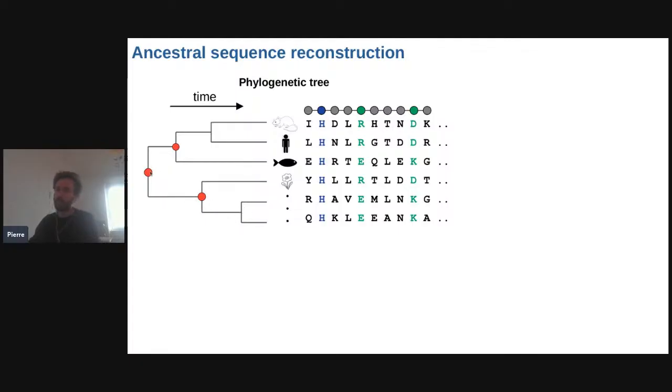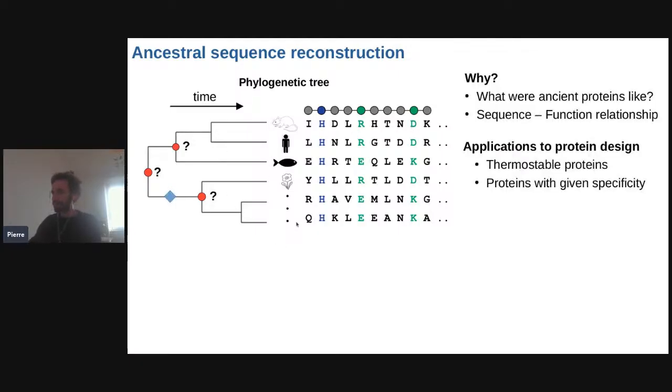At the root here is maybe not a very well-defined node, but at least at the internal nodes here, given that we know the leaves. And so there are different applications. Some are pure curiosity, say, so what were ancient proteins like? What was ancient life like? Then you have some maybe more practical questions in a way.